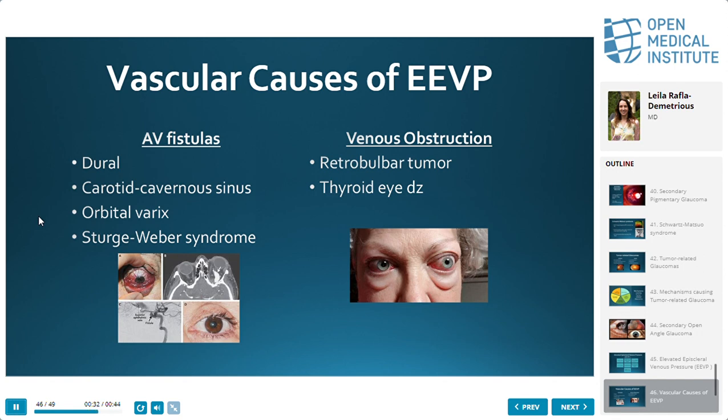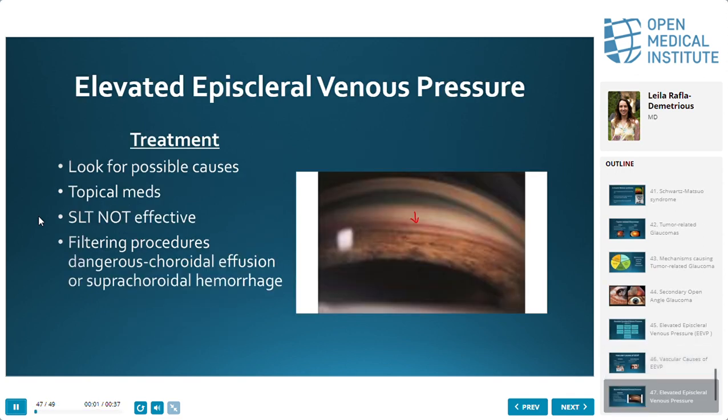Then this is a nice classic picture of thyroid eye disease. Thyroid eye disease and retrobulbar tumors lead to venous obstruction. So again, these are just angry, ugly looking eyes. The treatment, obviously, we're going to treat these like we would any glaucoma, though we have to be careful because filtering procedures can be dangerous and cause a choroidal effusion or, worse yet, a suprachoroidal hemorrhage. So again, this is blood in Schlemm's canal, which is a really classic finding.